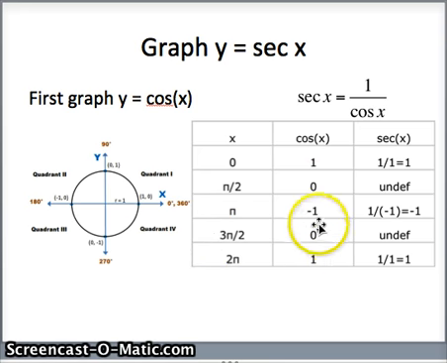Let's look where cosine is 0. That's where we will have our asymptotes. So the secant of pi over 2 does not exist. That's undefined. Asymptote at pi over 2.